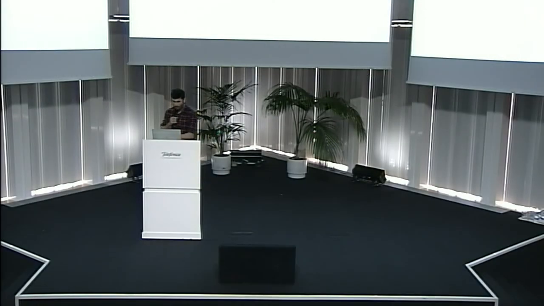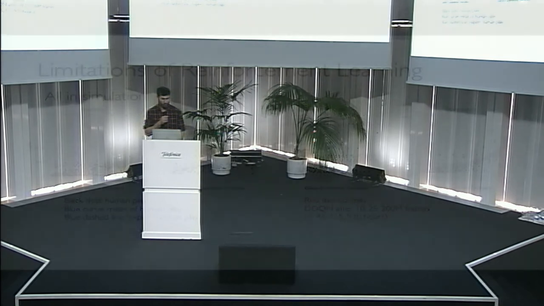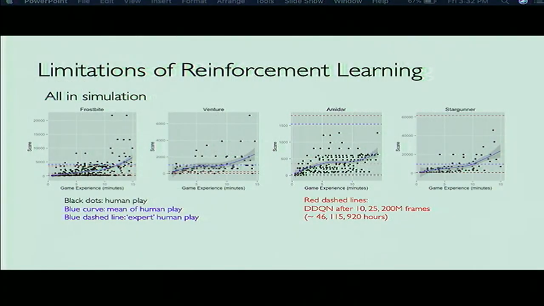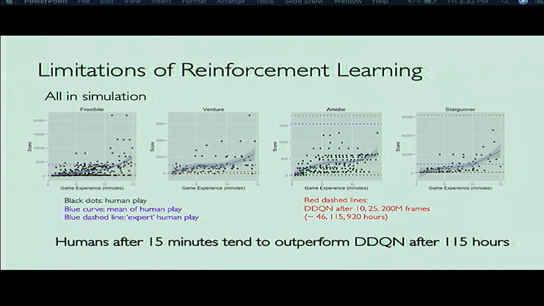However, all this work has been done in simulation. There has been barely that much success in the real world. And one of the main issues for this is sample complexity. For instance, even in the DQN paper, they tested how fast humans will learn. And humans, after 15 minutes, tend to outperform the DeepRL agent that was trained for 115 hours.